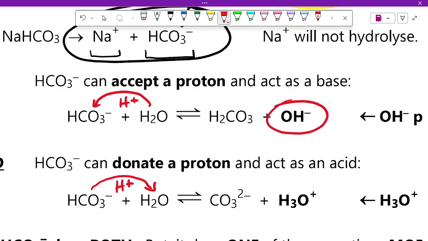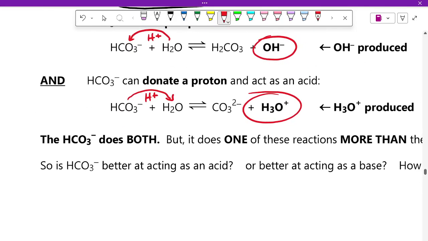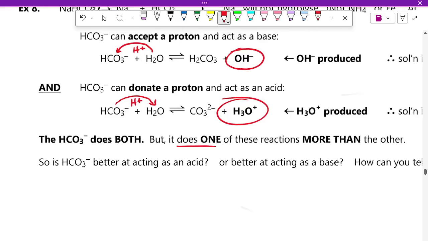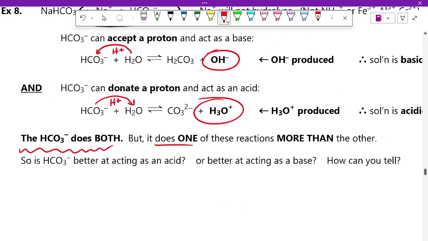And you could be making OH minus, or you could be making H3O plus. And it does both, but it does one more than the other. How could you tell what it does more? You're being more of an acid than H2O. HCO3 is more of an acid than H2O, but it's also more of a base than H2O. So that doesn't help.